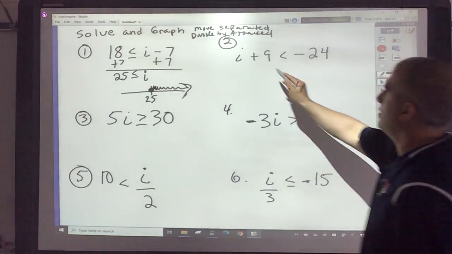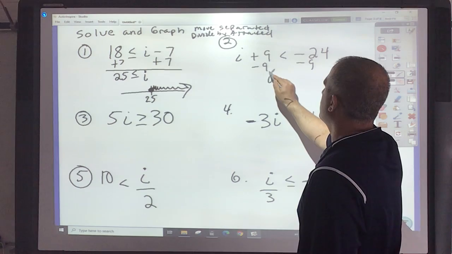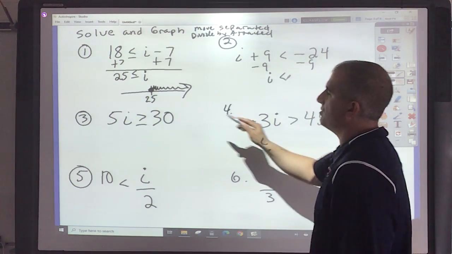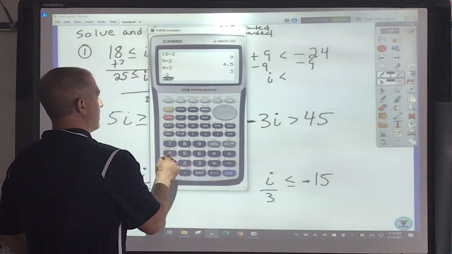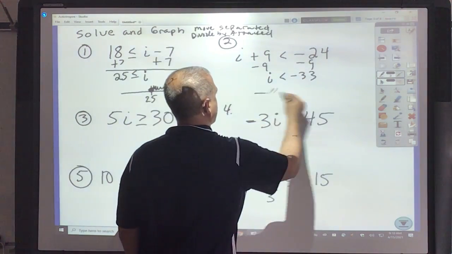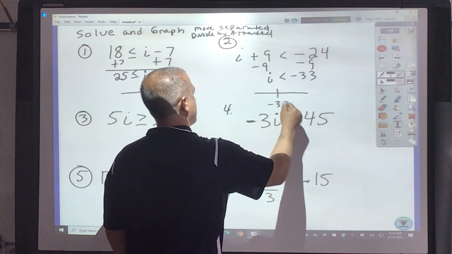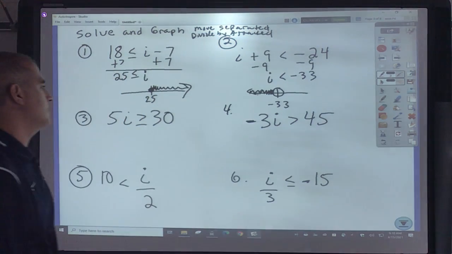On this one, I want to get rid of this 9. It's separated, so I would subtract 9. So I got I, bring down the inequality. So the inequality just drops down, almost like an equal sign. So negative 24 minus 9 is negative 33. I got negative 33, open circle. It's eating the number, so I shade to the left.